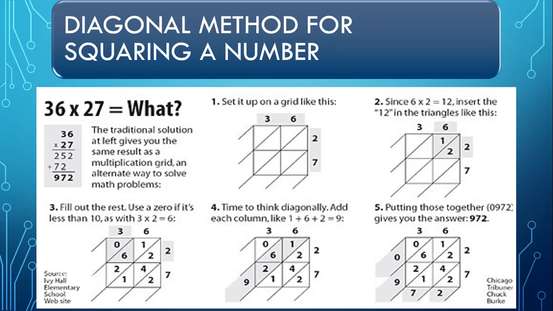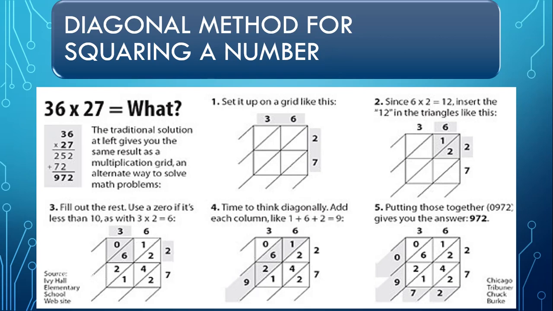Diagonal method for squaring a number. Here, first we are going to discuss an example, then we are going to discuss a working rule, and again we are going to discuss the example. Suppose that we have to multiply 36 into 27. For the traditional solution, we just have to multiply it, we will get the answer.